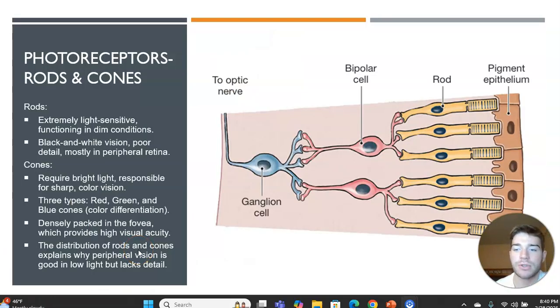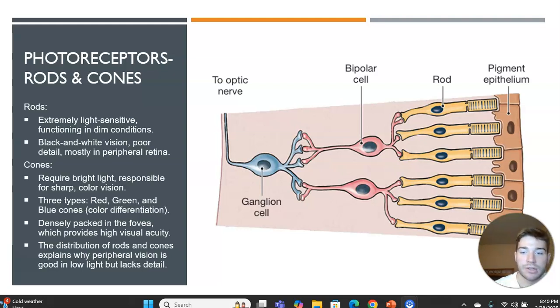So our photoreceptors are a very important structure in the retina, and they have two main types, rods and cones. I briefly mentioned this in some of the other slides. Rods are mainly found in the peripheral retina, and they allow us to see in dim conditions. They are extremely sensitive to light, and they only allow us to see different shades of gray.